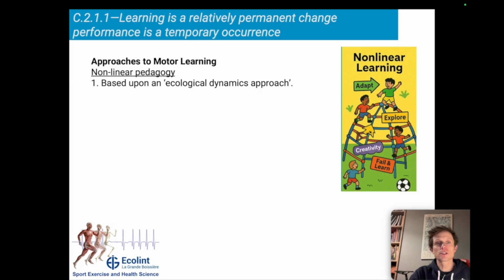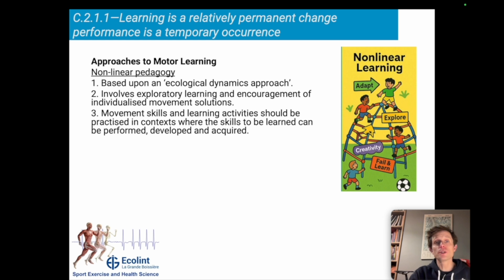In this instance, it's based on an ecological dynamics approach. What this means is an interaction between the athlete and the environment around them, and exploratory learning is significant in this type of pedagogy. The idea here is that movement skills are learned in a specific context, and this context needs to be accurate to the type of environment in which those skills are going to be practiced in real life.